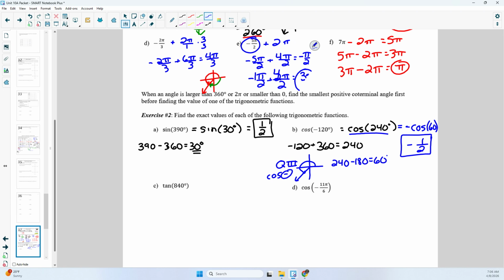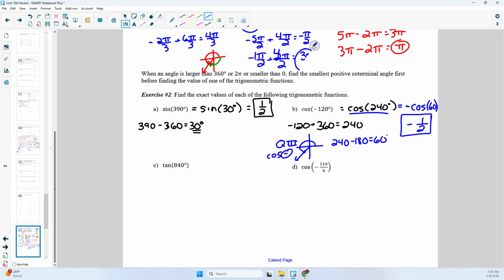Looking at the next one, we have an 840. So we are going to subtract 360 twice. And if you notice you want to subtract 360 twice, you can say, oh, I need to subtract 720, because that's two 360s. That is fine. I've talked about that on the other one. So I'm going to do this. I get 120. So this problem is equal to the tangent of 120 exactly.